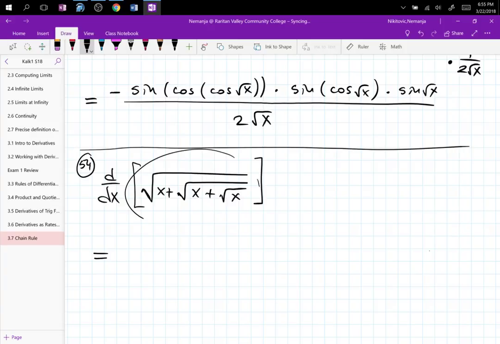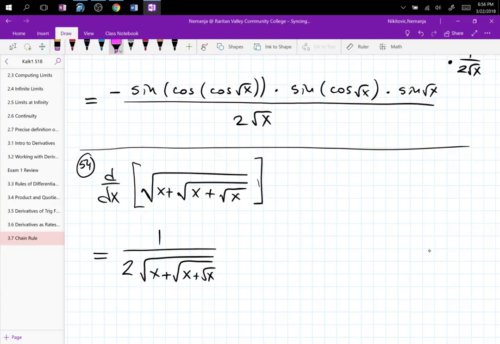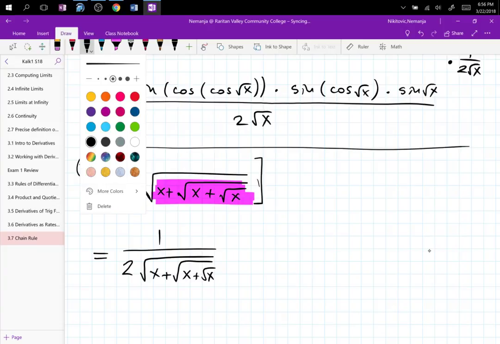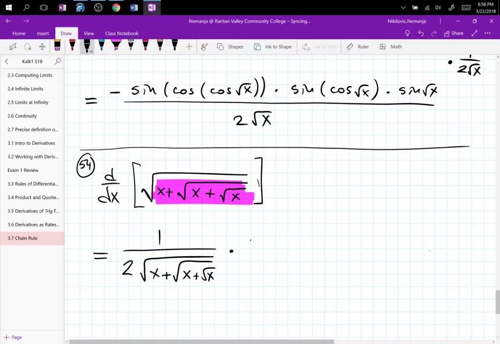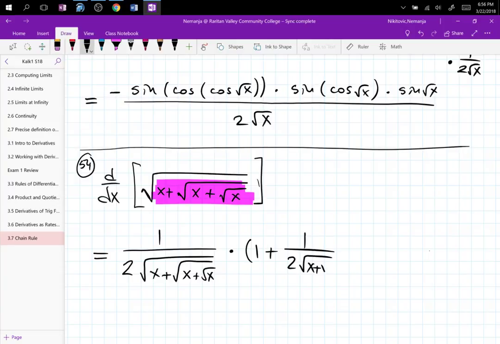I have the square root on the outside. I know that the derivative of that is 1 over 2 the square root, and it has to have all of the components of the inside. And now I have to take the derivative of the highlighted part. Well, that's not a problem, hopefully, because the derivative of x is 1 plus the derivative of another square root, which is 1 over 2 square root of x plus root x.